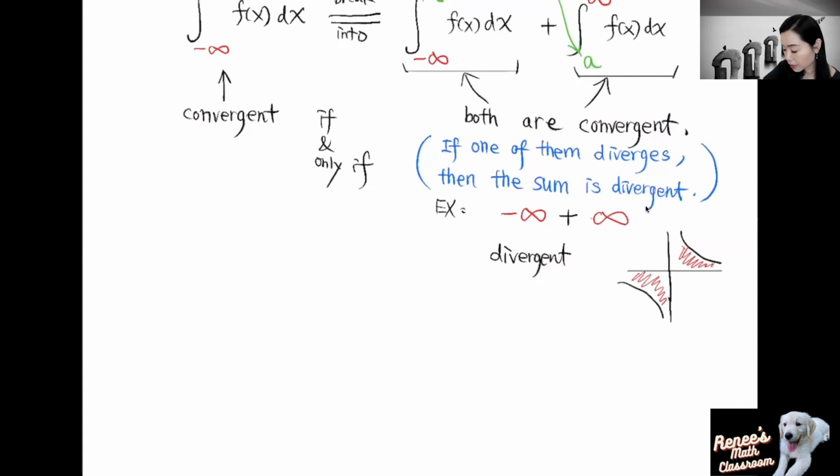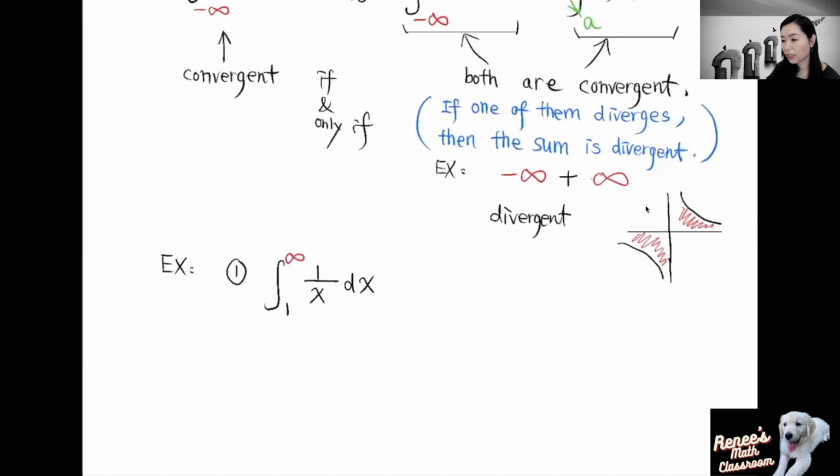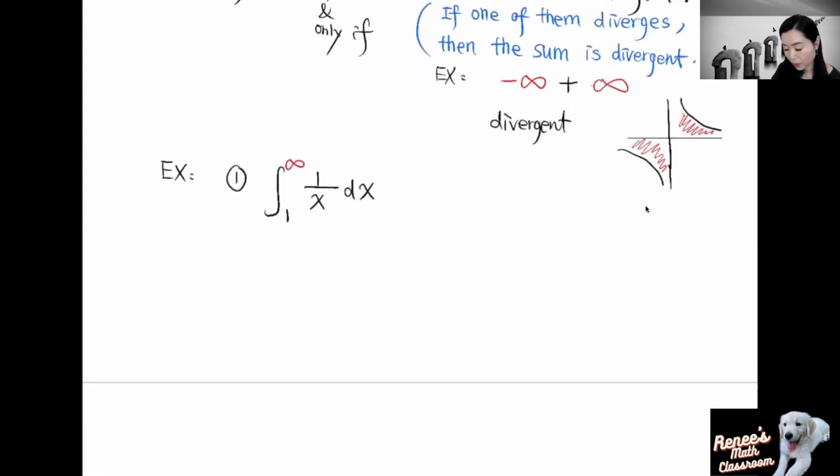Now take a look at this one. We're taking the integral of 1 over x, x going from 1 to infinity. That is very similar to the one that we have done. This is 1 over x. We know how the graph looks, right? We remember the dance move. For 1 over x, in the first quadrant, the graph is going to be like this. That's 1 over x.